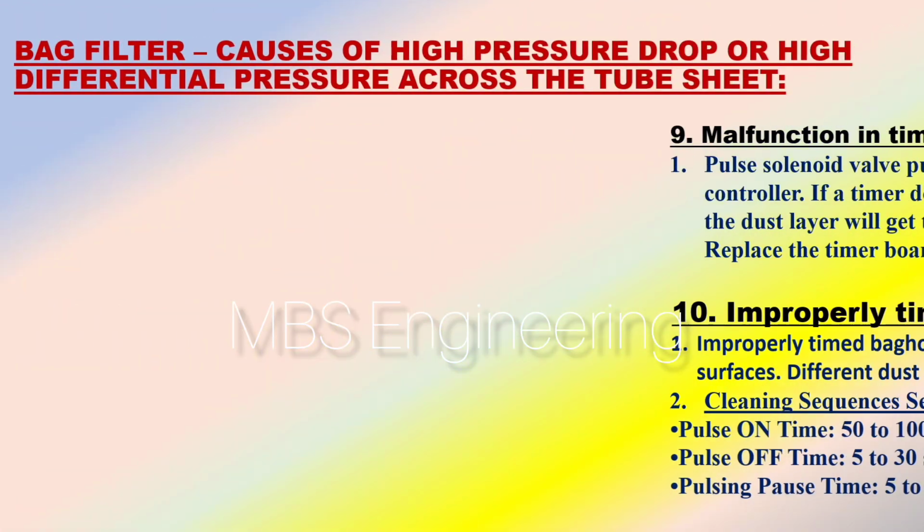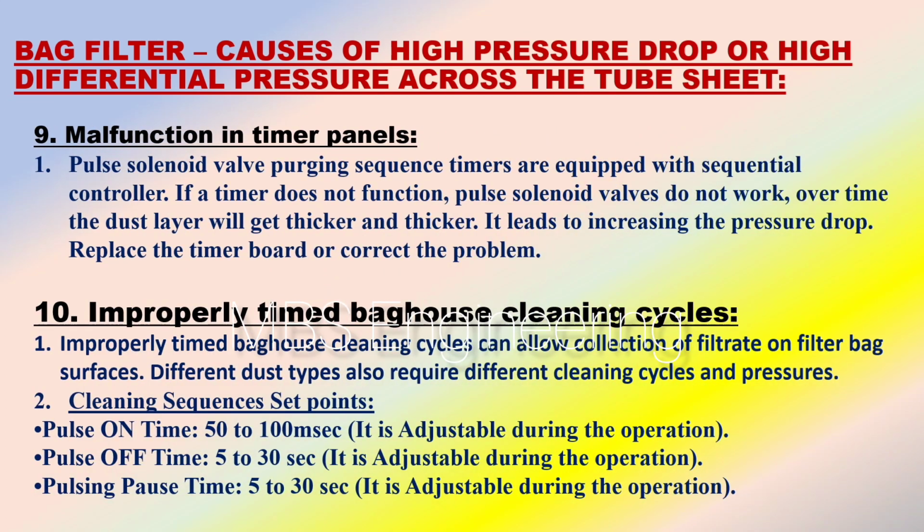One of the main causes of high differential pressure is the malfunction in timer panels in the Bagfilter system. Point number 1. Pulse solenoid valve purging sequence timers are equipped with a sequential controller. If a timer does not function, pulse solenoid valves do not work. So over time, the dust layer will get thicker and thicker. It leads to increasing the pressure drop. Replace the timer board or correct the problem.